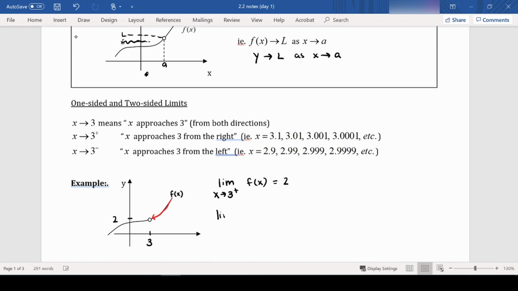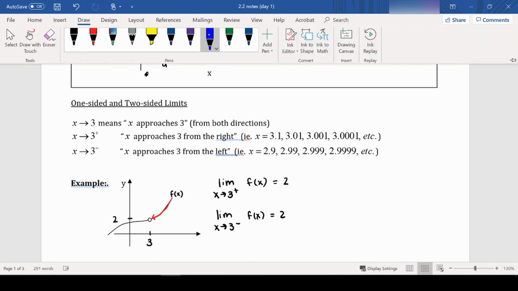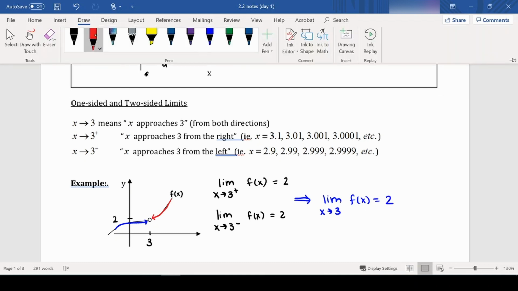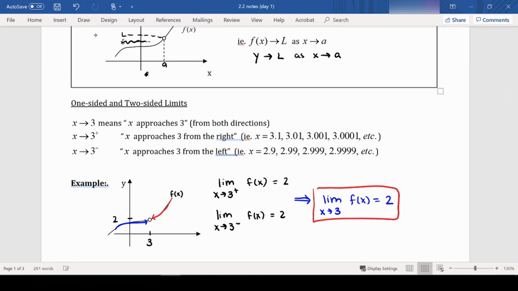If we took the limit as x approaches 3 from the left of f of x, we would also have 2, because if I were to travel along this curve and get very, very close to 3, my y values again would get closer and closer to 2. Okay? What this means is that overall, our limit as x approaches 3 from both sides of f of x is equal to 2. That's what that means. This last statement here in the red box says that from both sides, if we approach, we get a value of 2.